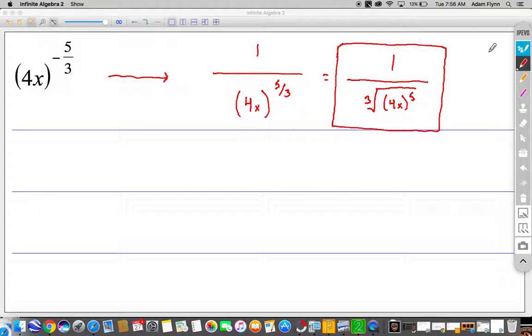Okay, if you think you've got the hang of it, I would move on to the practice for exponent to radical form.